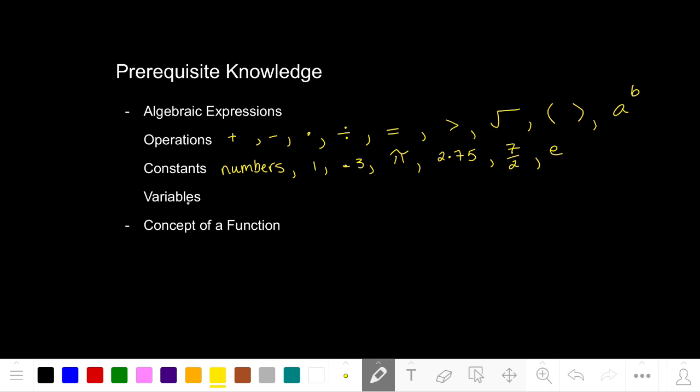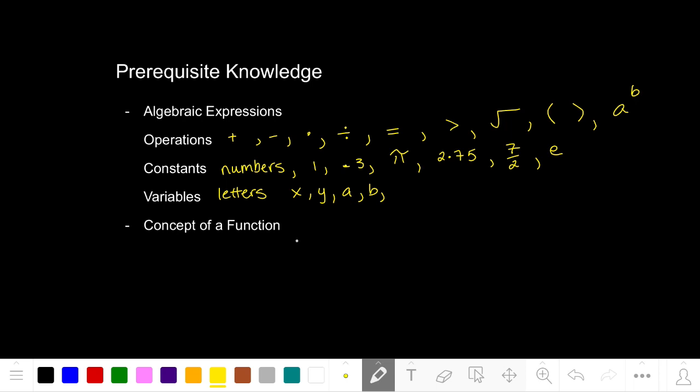Finally, we have variables. Broadly speaking, variables are letters, except when they're not, looking at you, e, but letters that we use to represent unknown quantities. More often than not, these are x, y, a, b, and pretty much any other English lexicon letter that's not already used to describe something else.